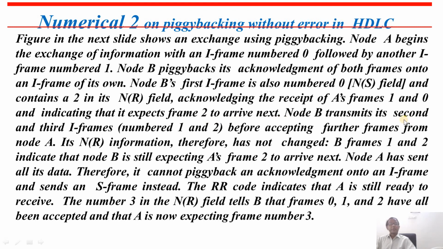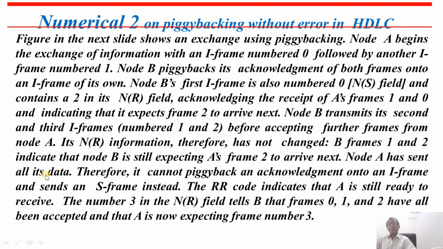Node B transmits its second and third I frames before accepting further frames from node A. Its acknowledgement therefore has not changed. B's frames 1 and 2 indicate that B is still expecting A's frame 2 to arrive next.